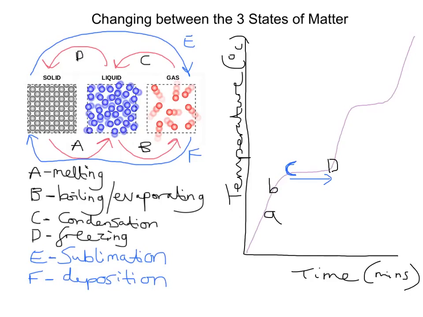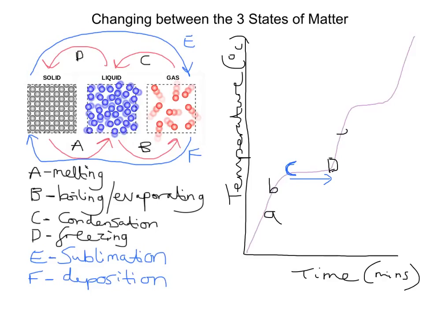D here, this point where the graph has started to rise again, that's where the substance has completely melted. The particles are now moving around with no fixed arrangement. So we've changed state ultimately. We're into liquid territory now. So we've gone from our solid and now we're moving into liquid.